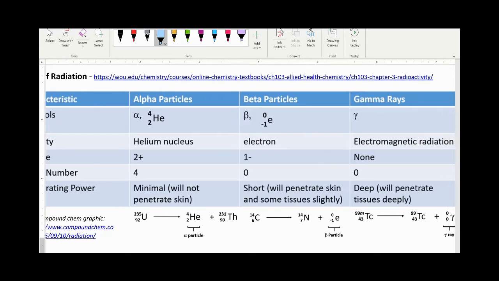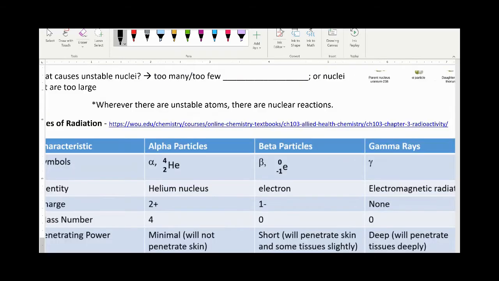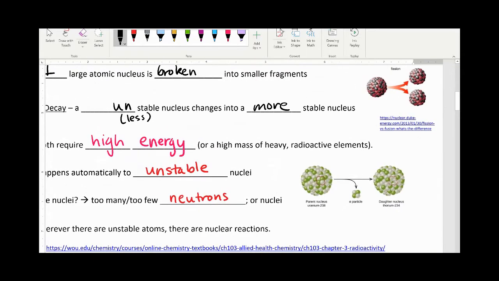And so here's kind of an example of what we call a nuclear equation. So here what we're showing is uranium naturally decaying to a thorium atom and releasing an alpha particle of radiation. So this is the equation behind the process that we looked at earlier in the picture.